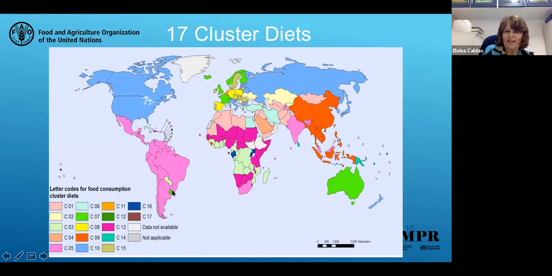Uruguay, look, belongs to the same cluster as Australia. And I think it's because the meat consumption of Uruguayan people is similar to the meat consumption of Australian people. This data is old already. This cluster diet should be revised.